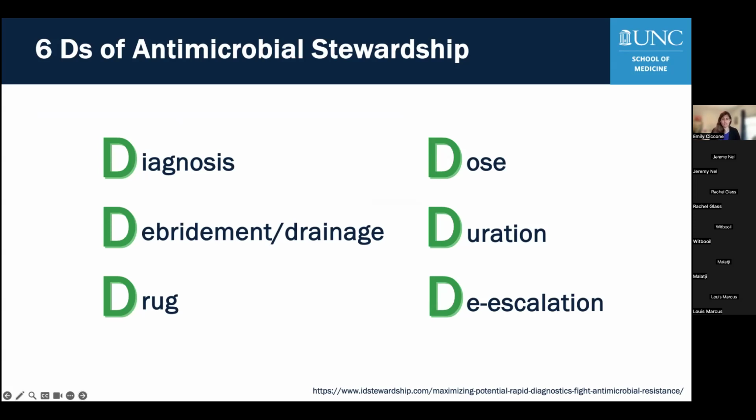Next, do we have source control of the infection? And based on our diagnostic information, or the diagnostic information that is going to come, do we have the correct drug? Are we using the right dose to get into the organ system that we're concerned about? Are we using the shortest effective duration? And can we narrow the spectrum in any way to target our infection? So those are kind of the core components of antimicrobial stewardship. And if you think about the 6 Ds, we can all be stewards.